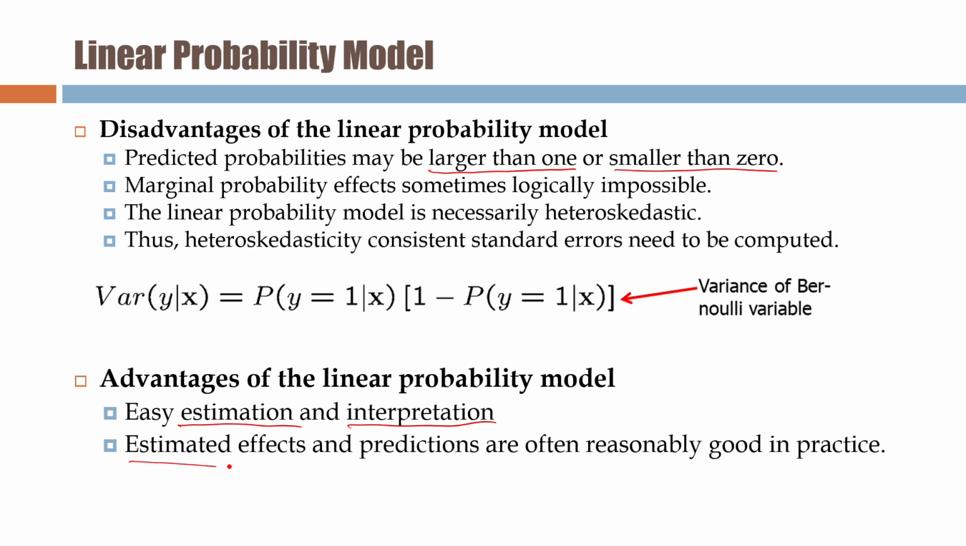For some models this works pretty well, but a rule of thumb is when your dependent variable is 0 or 1, we use a logistic regression. So that's why I'm not emphasizing the linear probability model here.